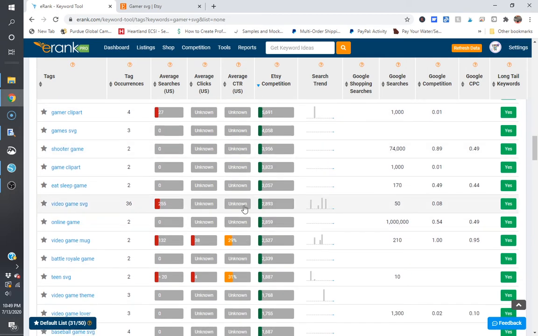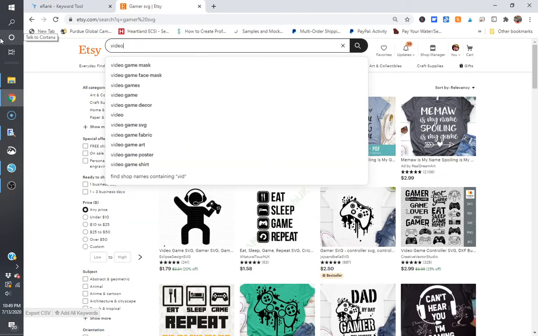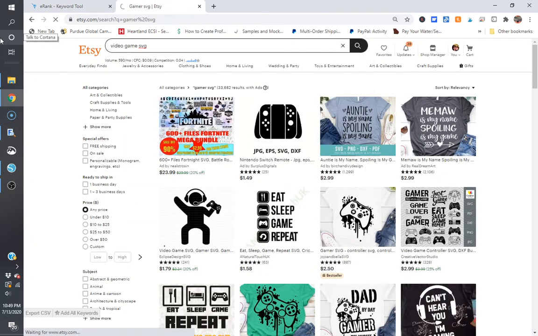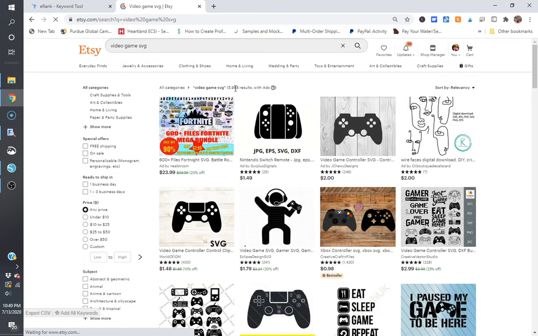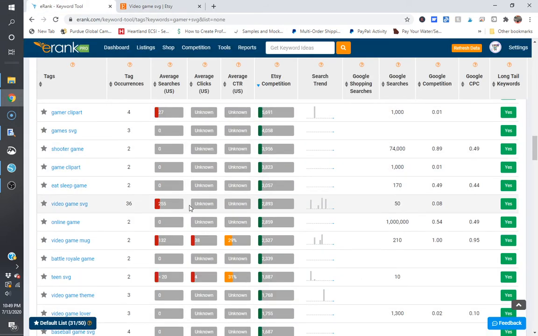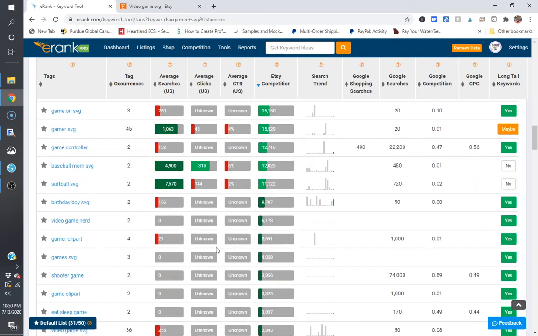So video game SVG might not be so bad. Although the searches are low, the competition is also not that high. And if you go up here and type in video game SVG, again, you're going to get about 6,000 results, which isn't quite nearly 33,000, right? So you might be better off using this one in conjunction with gamer SVG. And then if you keep scrolling down, you'll see that competition number get lower.